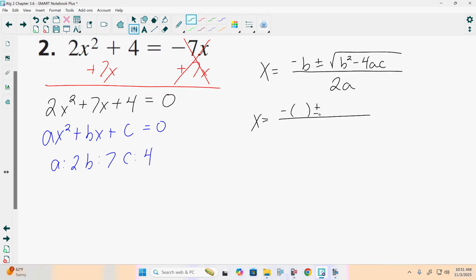Now we need to start just plugging in the values of a, b, and c into the quadratic equation. So we have negative b. Well, the value of b is positive 7. So we have negative 7 plus or minus the square root of b squared, which would be 7 squared, minus 4 times a, in our case 2, times c, which is 4. So inside the radical, we have 7 squared minus 4 times 2 times 4, all over 2a, and a is still 2, so we have 2 times 2.